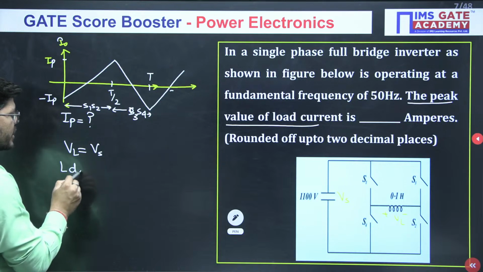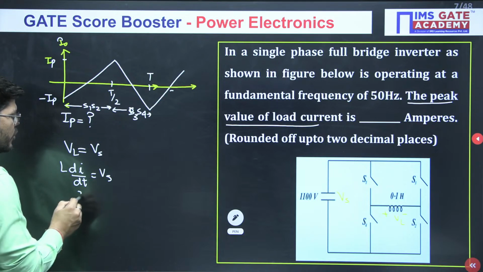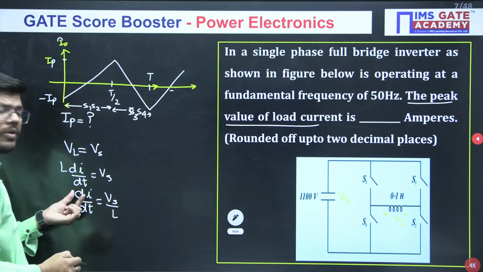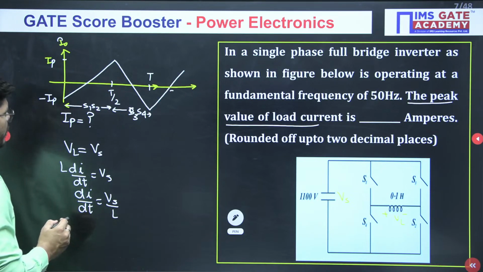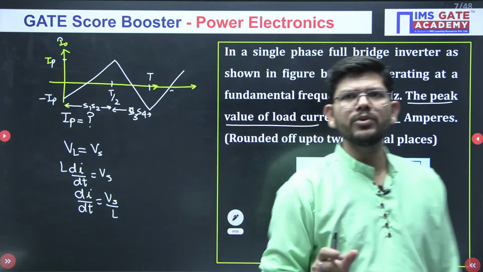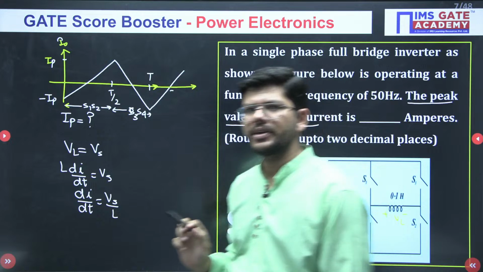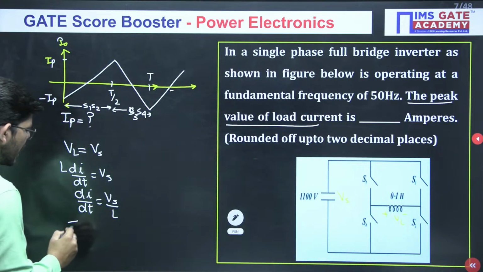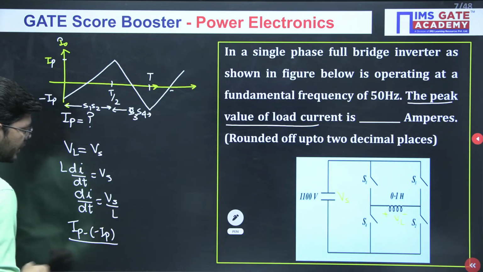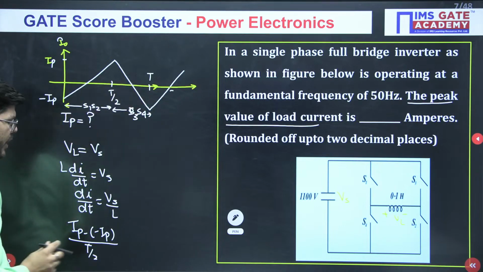If we write for inductor voltage, this will be L di/dt equals Vs, or you may write di/dt equals Vs over L. Now di is the change in current. So how is your current changing? For any T/2 duration, it is changing from minus IP to plus IP, or plus IP to minus IP, whichever you want to write. And this is happening during half of the duration, T/2 time.